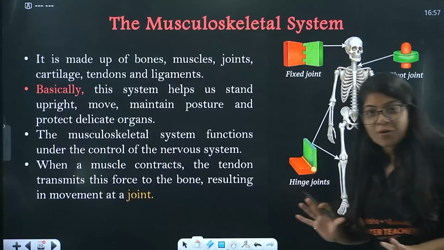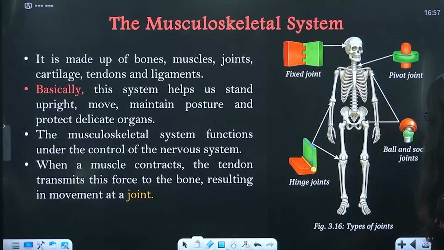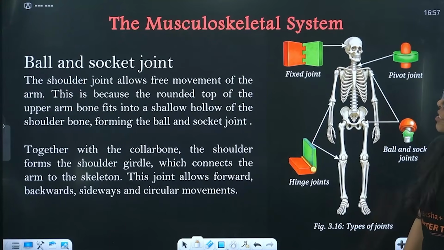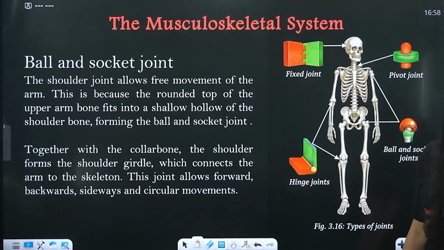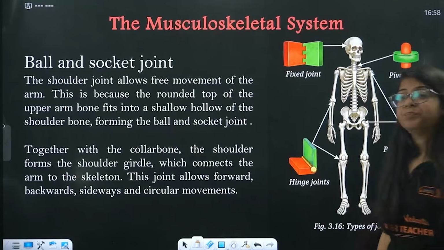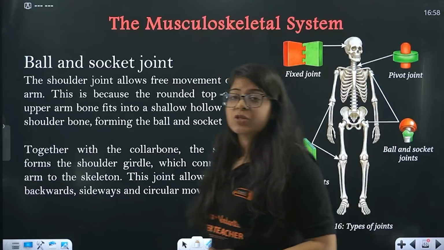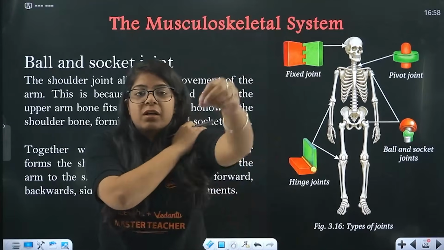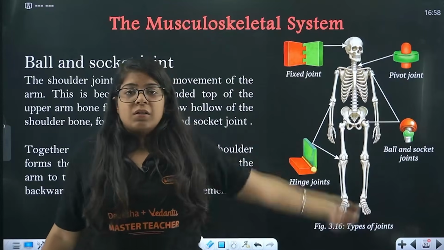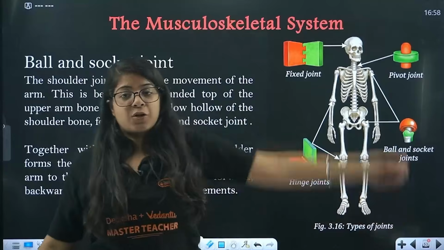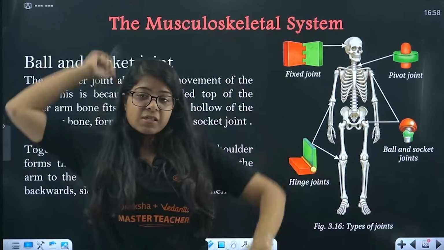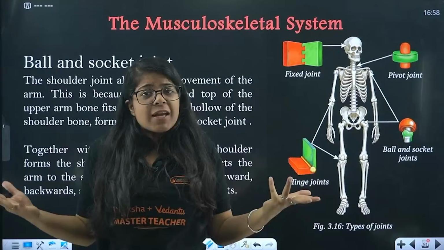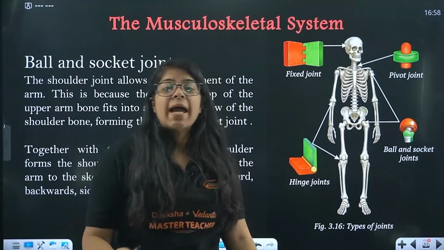What are joints now? Now we have different kinds of joints. First, beta, is your ball and socket joint. Okay, what is your ball and socket joint? See, this is my shoulder. Okay, I can move it in any direction. I can do this dance, I can do this dance, I can do any direction, right? That is your ball and socket joint.